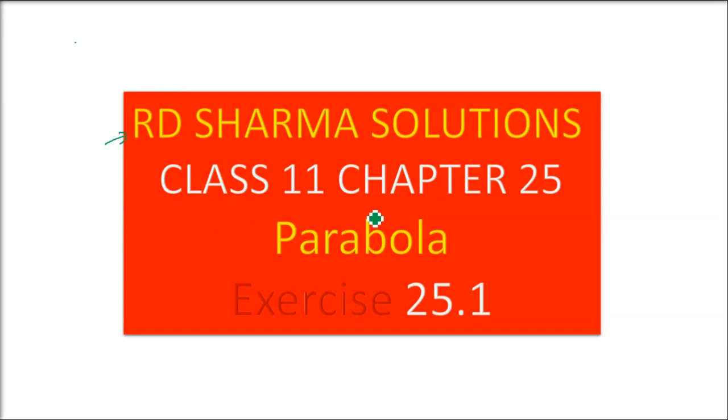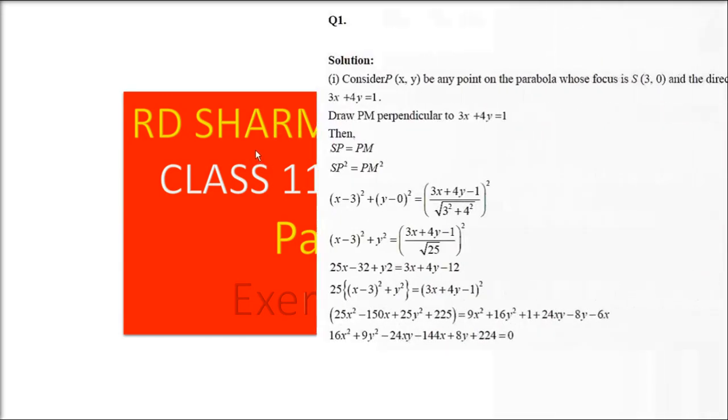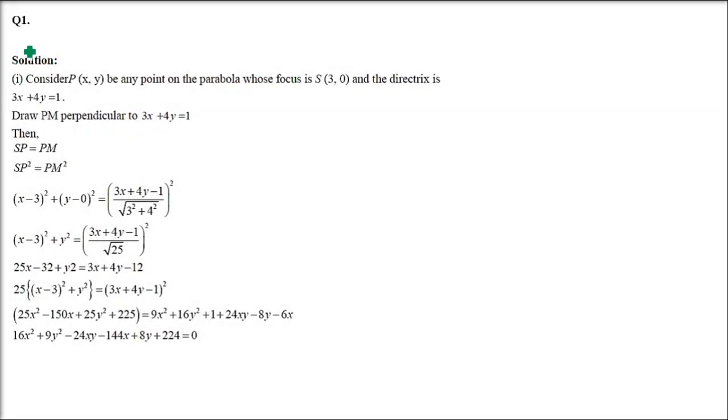This is R.D. Sharma solution, class 11, chapter 25, Parabola. Exercise is 25.1. Now, this is question number 1. There are 4 parts and all the parts are similar. So, we'll do one of these properly and others we are going to see in short.